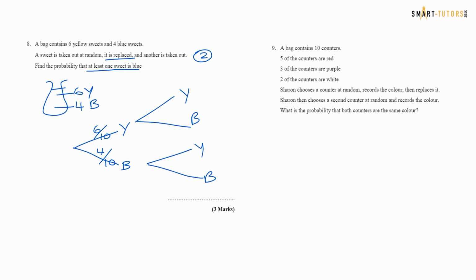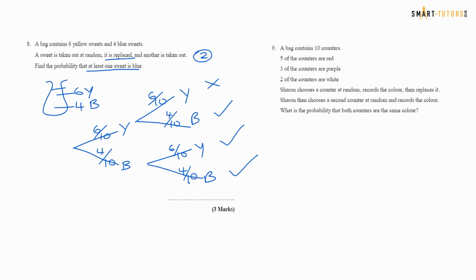The sweet is taken out at random and it is replaced. If it's not replaced, the count is going to reduce. Since it's replaced, it's going to be the same: 6 upon 10, 4 upon 10, 6 upon 10, 4 upon 10. Find the probability that at least one sweet is blue. So yellow-yellow is not it. YB is at least one blue, BY at least one blue, BB, two blues, at least one blue.